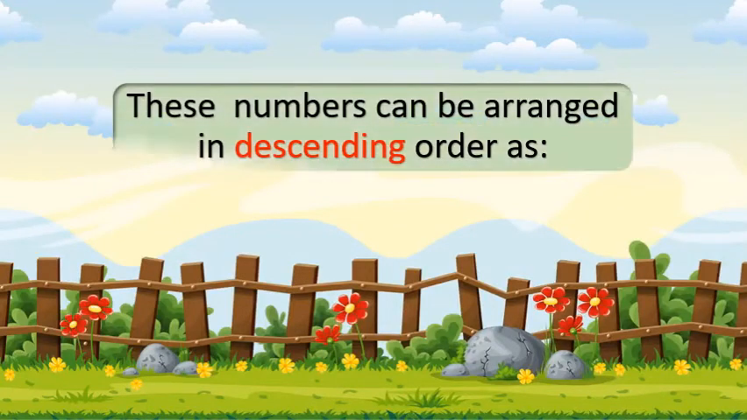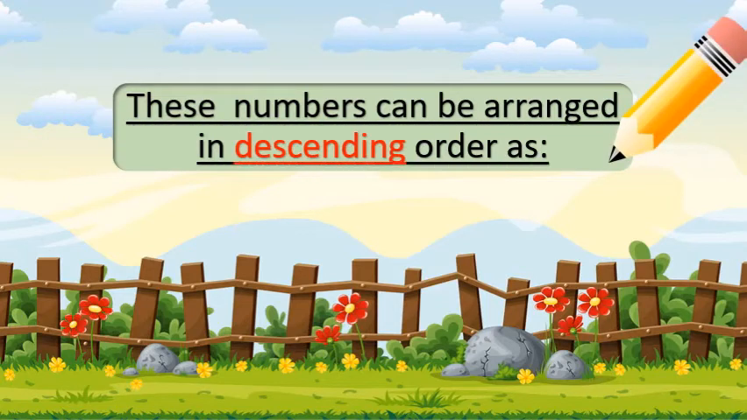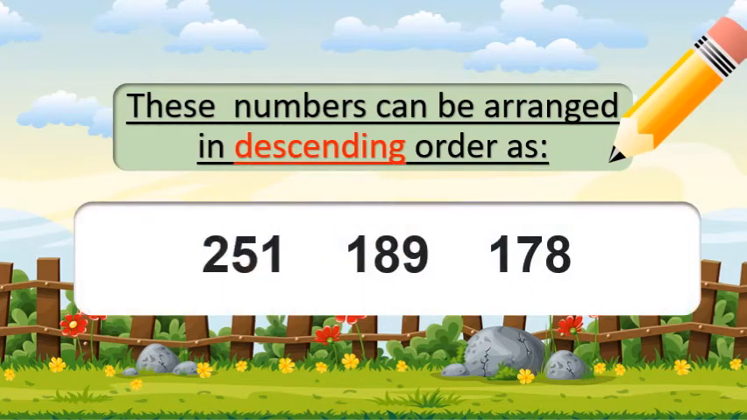These numbers can be arranged in descending order. Remember descending, right? Meaning going down from biggest to the smallest number. So we start from the biggest number, which is 251. Next is 189, and the last number is 178.